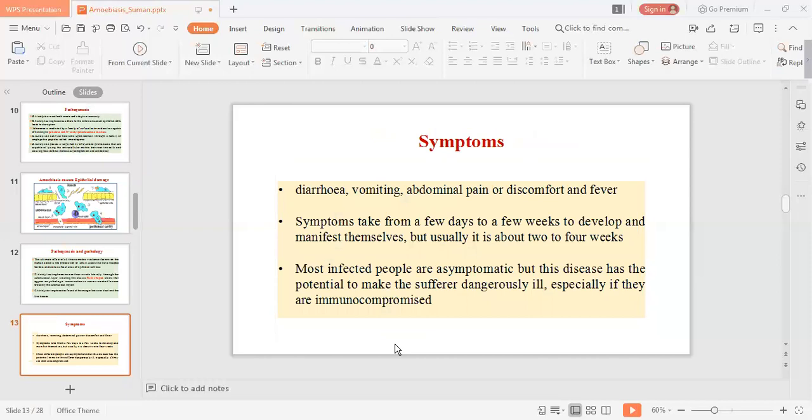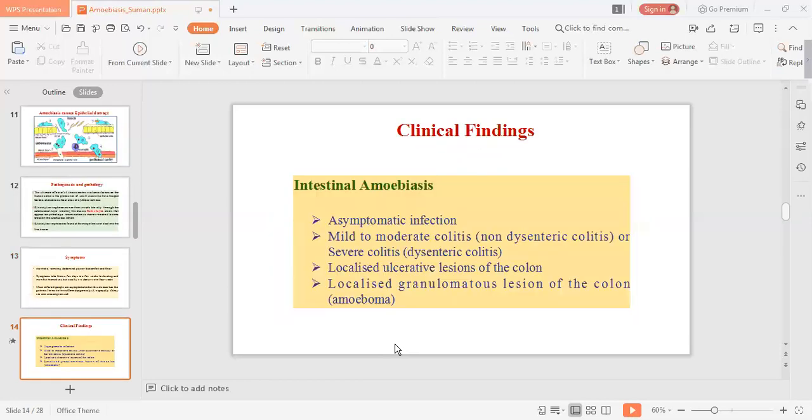Now the symptoms are diarrhea, vomiting, abdominal pains, discomfort, and fever. And sometimes the symptoms take a few days to weeks to develop and manifest themselves. And this particular disease is mostly dangerous in the case of immune compromised patients. Mostly they are asymptomatic, but this is dangerous for the immune compromised patient.